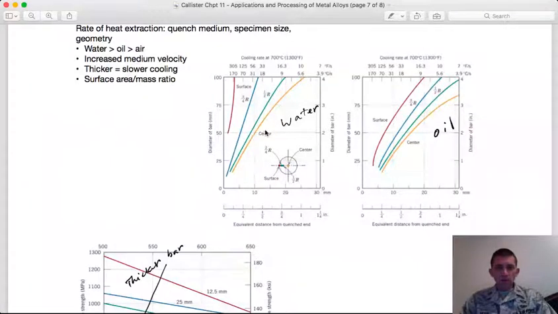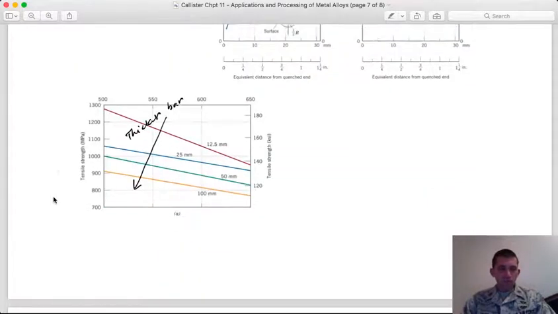And also here, these different lines are related to different locations on a rod, right? So the center would be here, and the edge is the red. So you can see that you get a much faster cooling rate at the surface than you do in the interior, right? For both, but water is a more effective quench medium here.